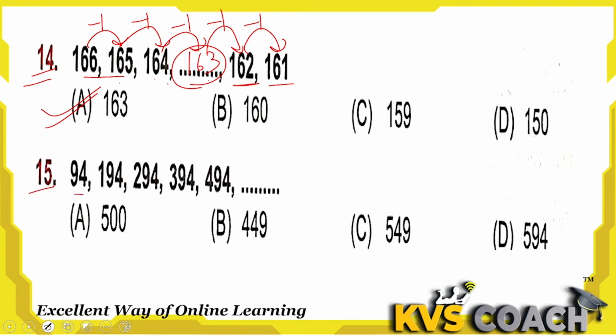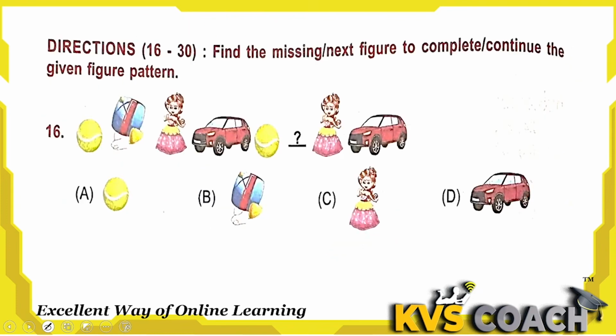Next is 94, 194, 294, 394, 494. So look, 94 is always constant. The digit changing is here 0, here 1, 2, 3, 4, then here will be 5. 94 is all over constant, so we will take 94 again. So 594 is the right answer here.